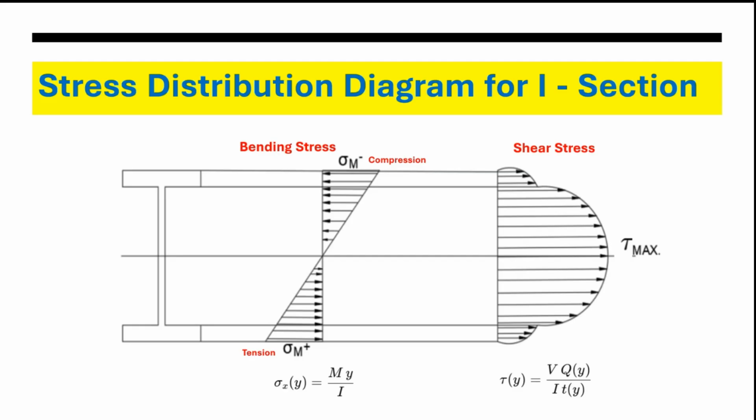And as you can see in the shear stress distribution diagram, the majority of the shear stress is at the web location. So the web splices are taken to withstand the shear forces. The web is taken into account for the shear stresses, and the flanges are taken into account to withstand the moment.